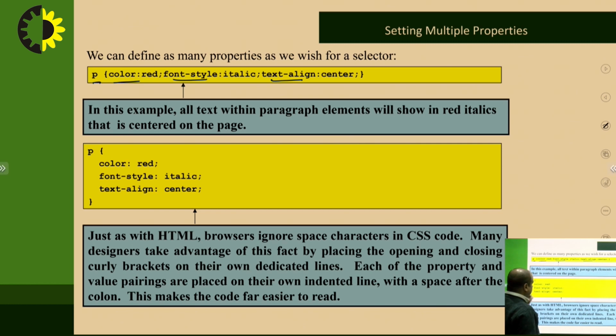We can write it either in a single line or it can be written in multiple lines. That doesn't affect the code. So I write it again in this way. Just as with HTML, browsers ignore the space character in the CSS code. So many designers take advantage of this fact by placing the opening and closing bracket on their own dedicated line, each property and value pair placed on its own indented line with a space after the colon. This makes the code easier to read.